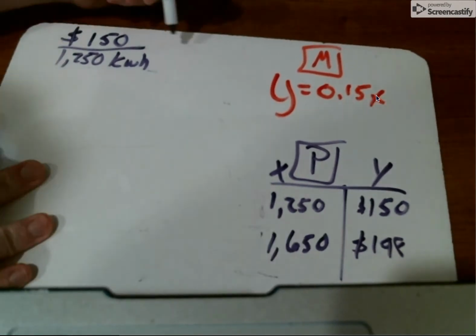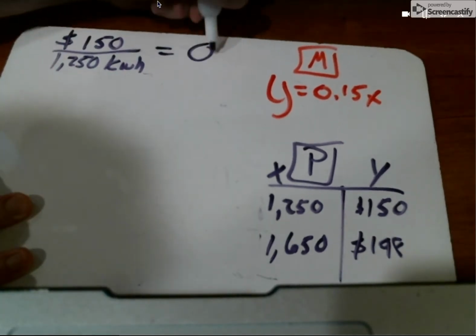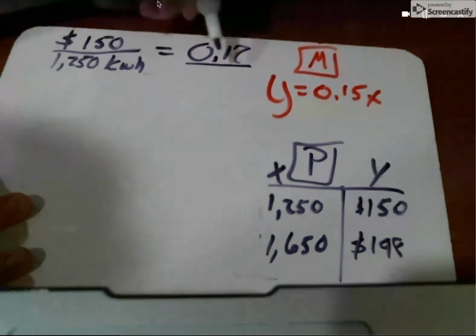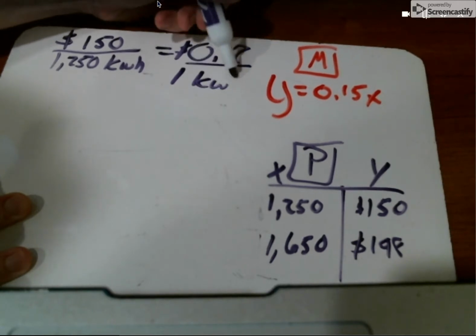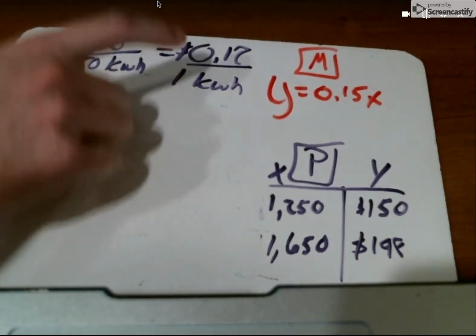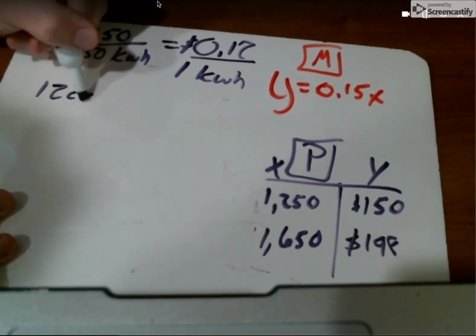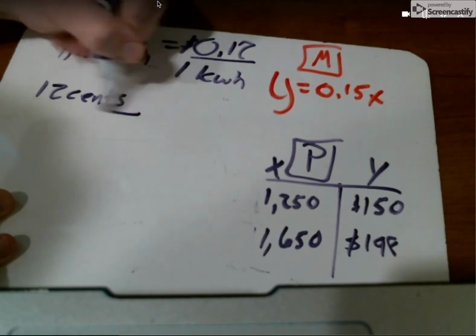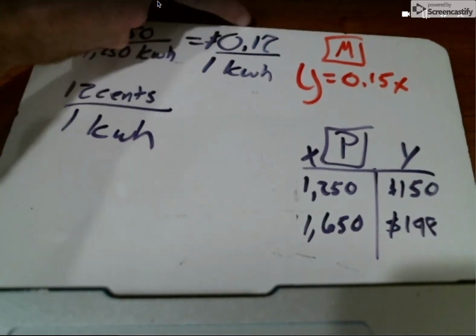So when we do $150 divided by 1,250, this is certainly okay to be using a calculator on this problem, we get an answer of 0.12. That's really telling us, remember the top is our dollars, the bottom is kilowatt hours. That's telling us every 1 kilowatt hour, the unit rate is 12 cents per kilowatt hour. So we can say 12 cents for every 1 kilowatt hour. That's the same thing as saying 0.12.